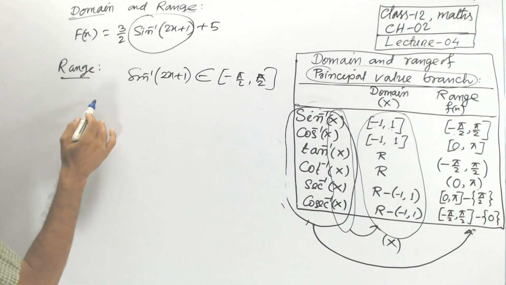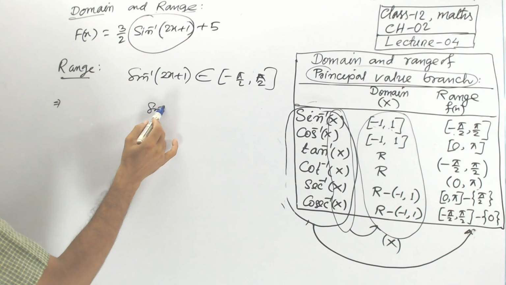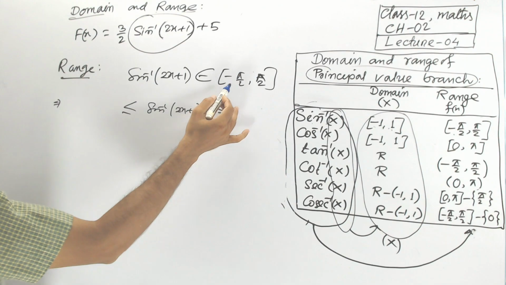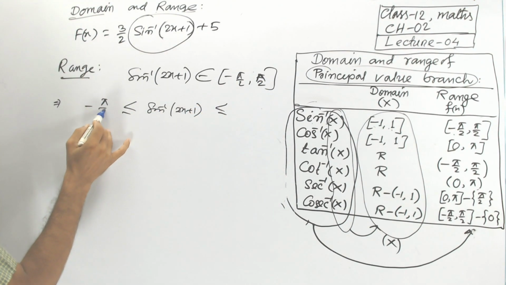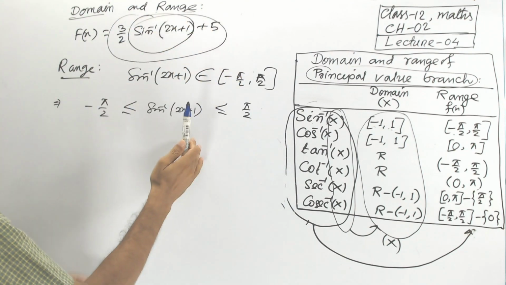Now, this one I can change like this. Between -pi by 2 to +pi by 2. So I can write like this. 2x plus 1. It is lying between where? -pi by 2 to +pi by 2. And then I have to make the whole function here.